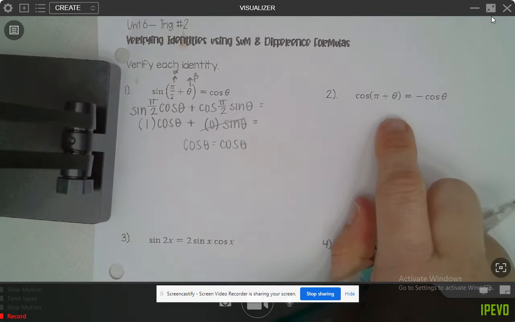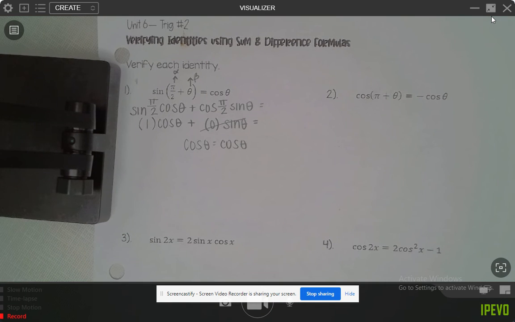Try number 2. Except you're going to use the sum formula for which one now? Cosine, do it to it, please.